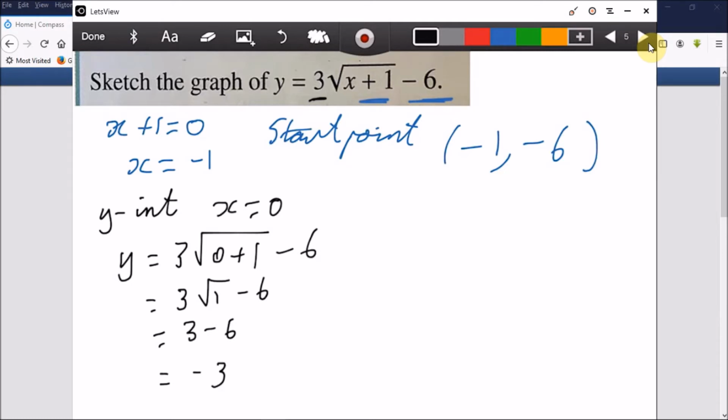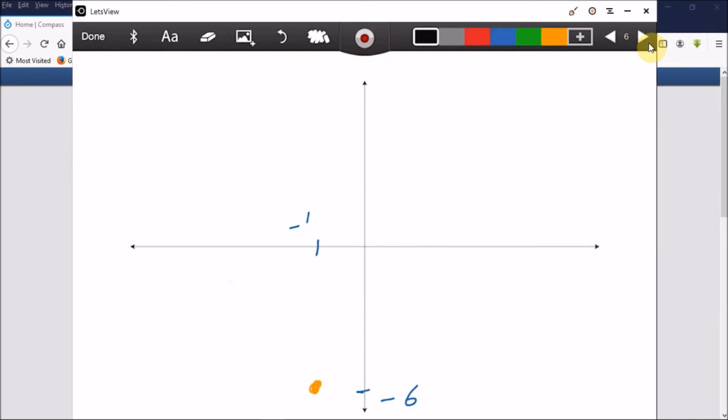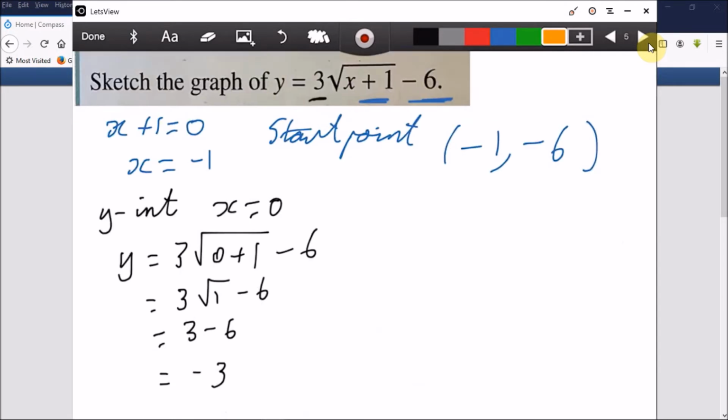So go to our graph. And negative 3 is our y-intercept. So we're starting here at negative 1 and negative 6. And we're intersecting here at negative 3. And then there's going to be an x-intercept over here somewhere. And so we can go back and we can work out what the x-intercept is.